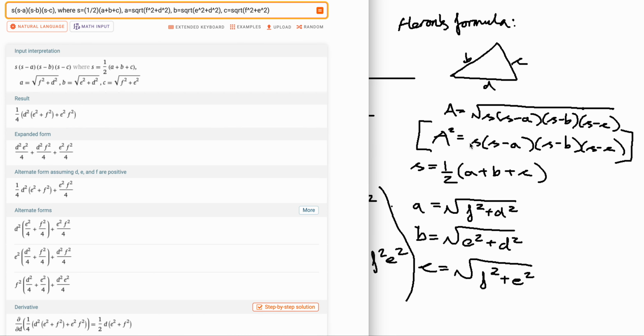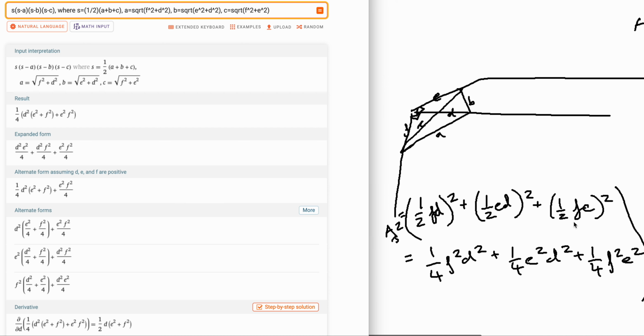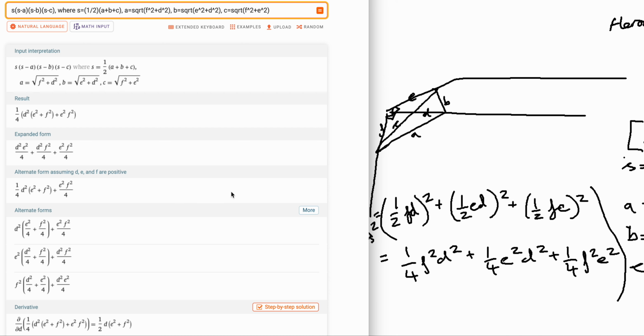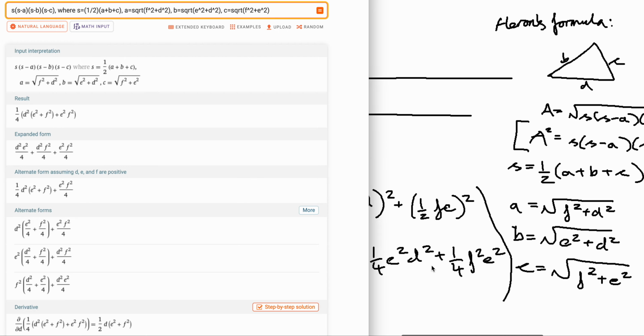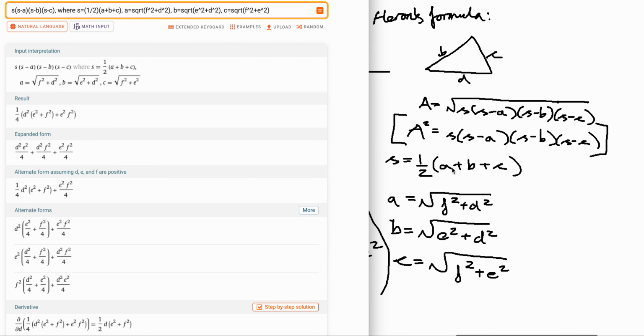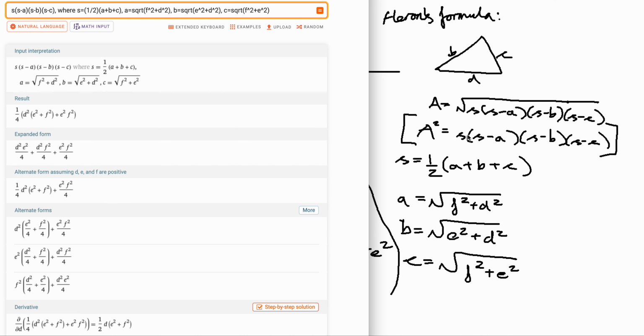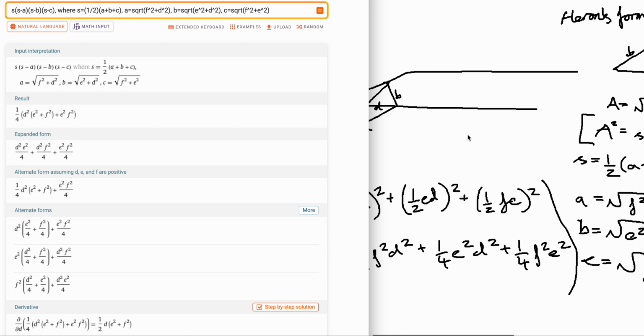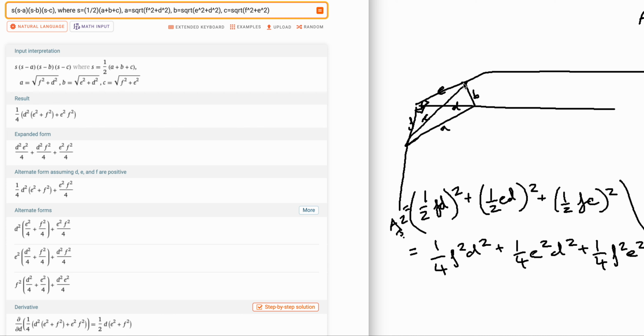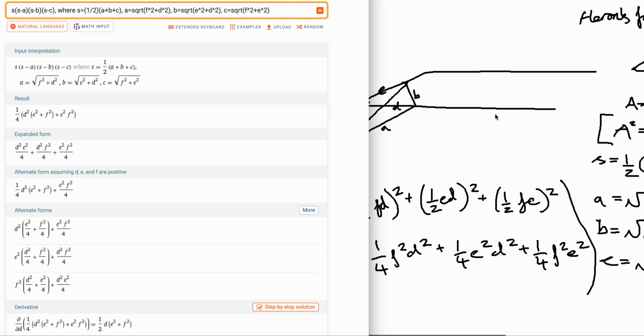So we have that this is equal to this, and we can see that these are equal. So this is equal to this, which means that the area squared of this side is equal to the area squared of this side plus the area squared of this side plus the area squared of this side, which means that Degua's theorem is true.